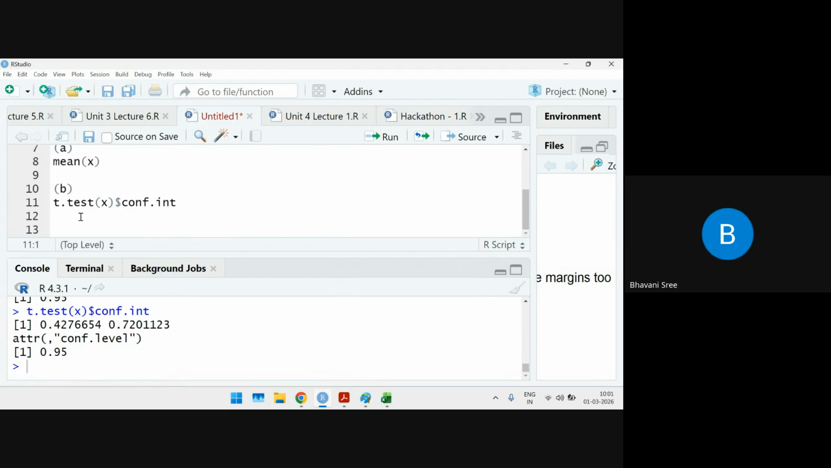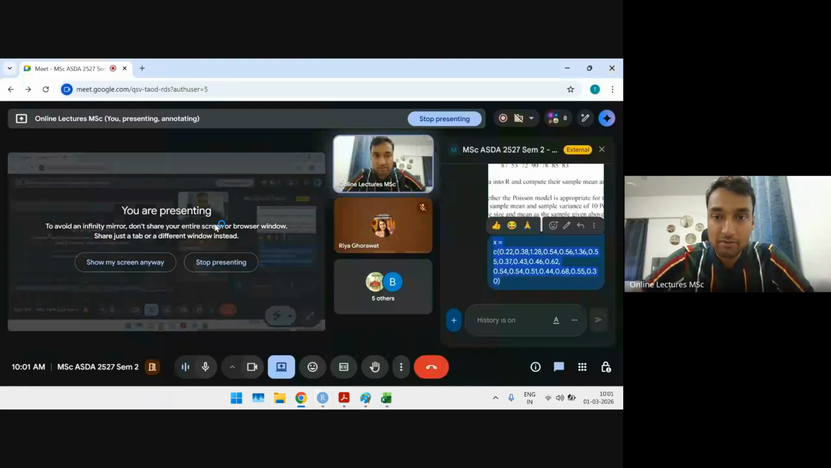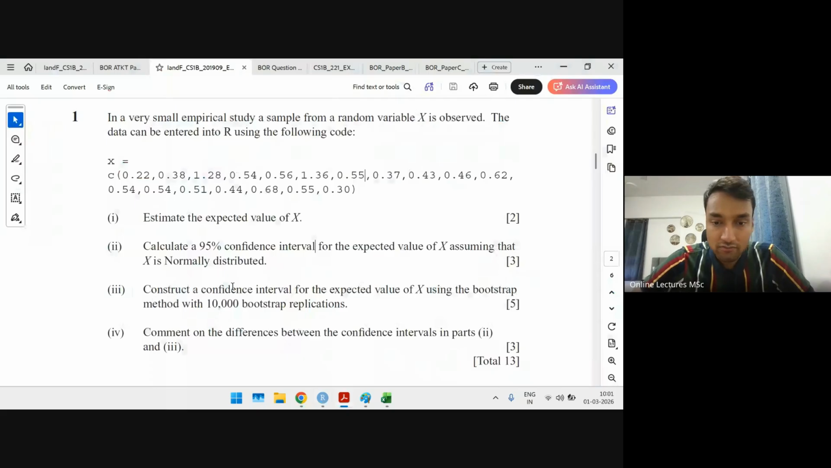Yes, sir, got the same answer. Great. Moving on to the C part now. Construct a confidence interval for expected value of x using the bootstrap method with 10,000 bootstrap replications.